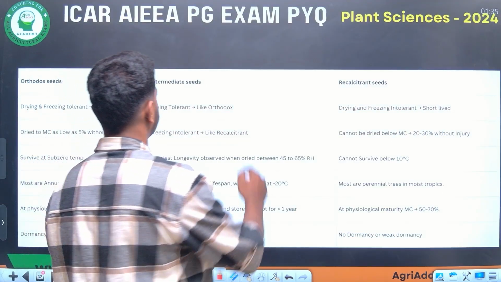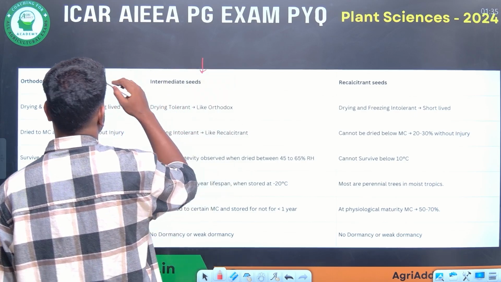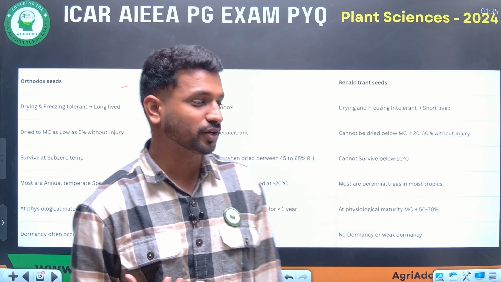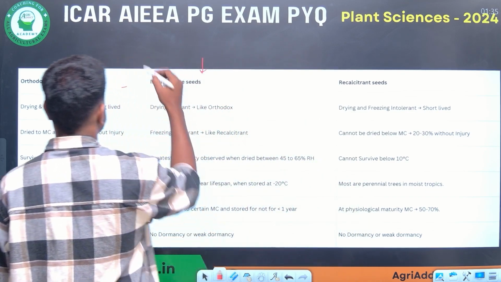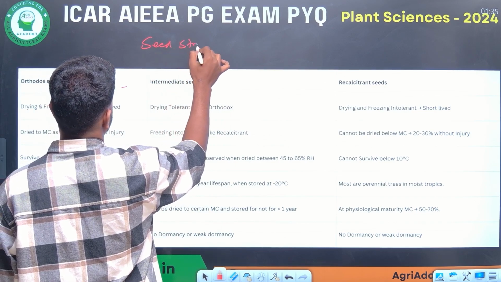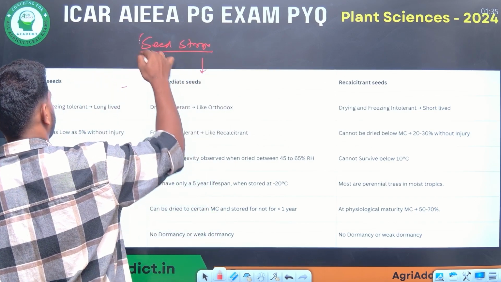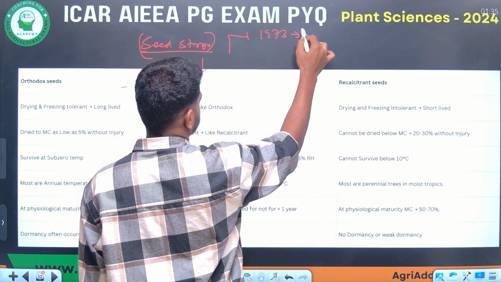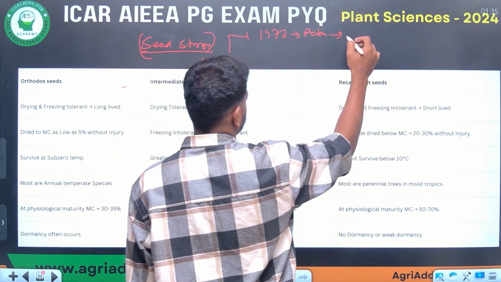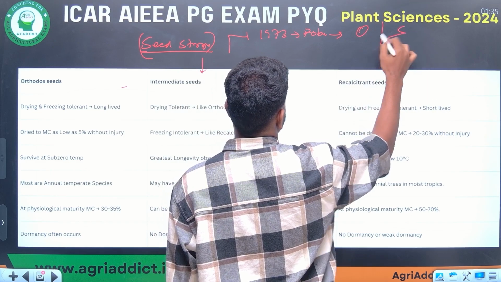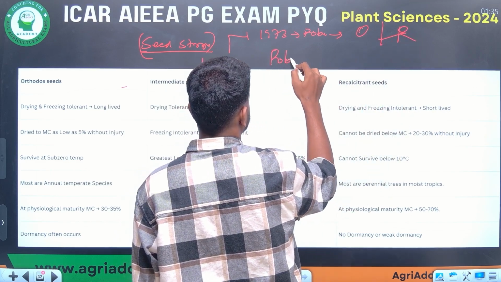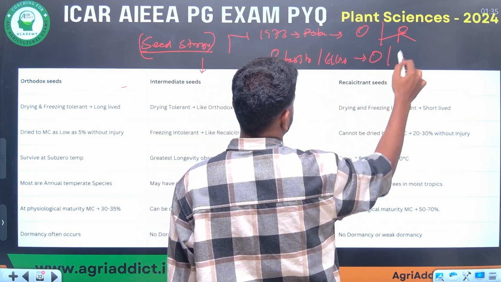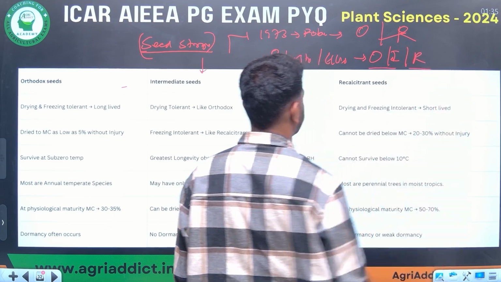Okay, next I talked about the storage behavior. What is it exactly, the orthodox, intermediate and recalcitrant? If you are able to recall it, just answer yourself, what are these categories? These are the categories of seeds made based on their storage ability. And how was it made? In 1973, Roberts classified the seeds based on storage behavior into orthodox and recalcitrant. Later, along with Roberts, there was one more scientist, Ellis. So they classified the intermediate type in between the orthodox and recalcitrant.